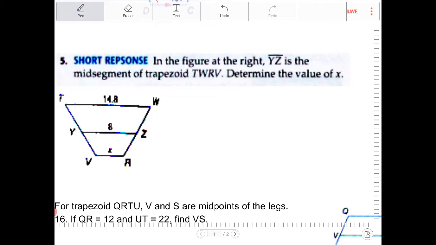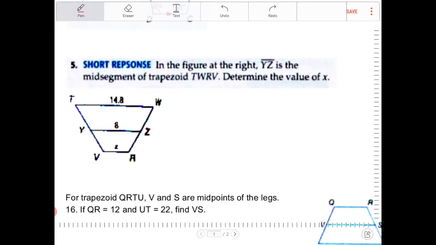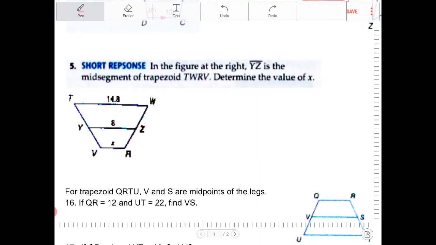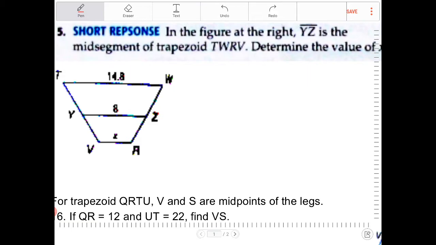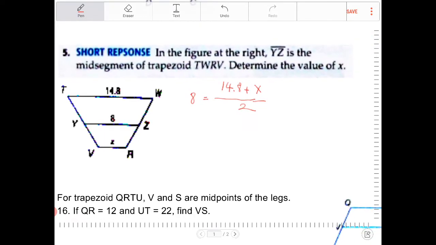Okay, question 5. In the figure on the right, YZ is the midsegment of trapezoid TWRV. Determine the value of X. When it says the figure to the right, they really mean this thing here, because I moved the figures around to space things out. YZ is the midsegment. So if that's the case, then the following has to be true. The midsegment, which is 8 here, is going to be the average of the two bases, which is 14.8 plus, I believe that's X, right? And I apologize for the grainy, blurry looking image here. When I first made this, I used a poor camera and it had poor image quality.